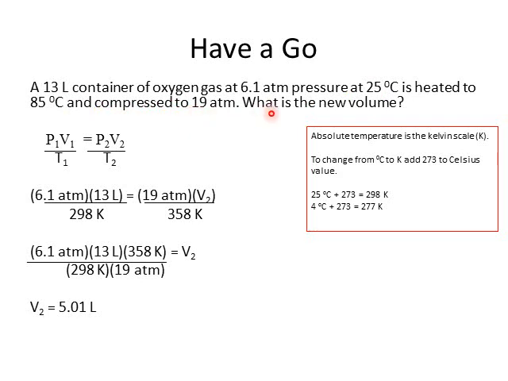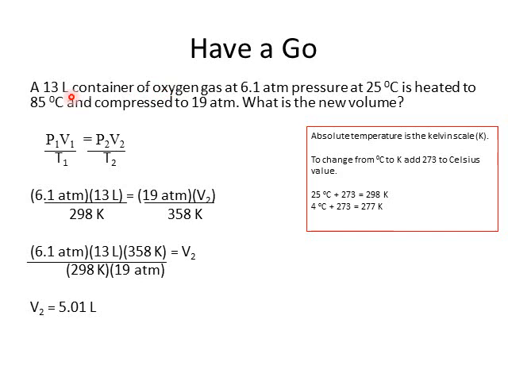So let's have a look at what we've got. I have 13 litres, there's a volume. I have 6.1 atmospheres of pressure at 25 degrees C, a temperature. Then I have a second temperature, 85 degrees C, and a second pressure, 19 atmospheres, and a second volume I'm looking to find. So I'm looking at my P1V1 over T1 is equal to P2V2 over T2. Let's find out who our ones are and who our twos are.